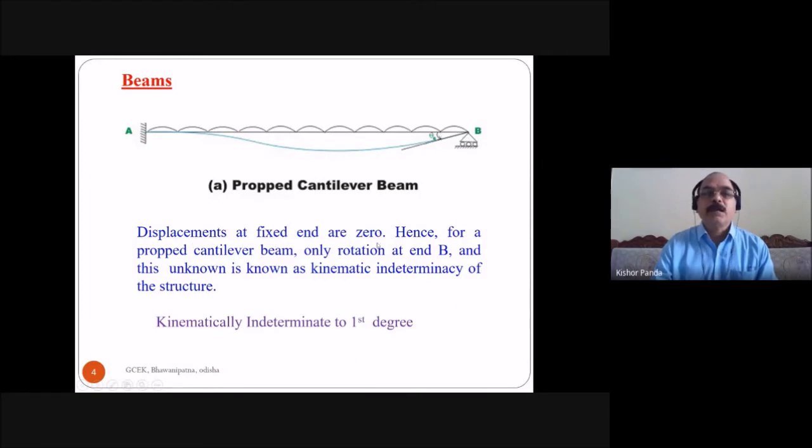Displacements are fixed and are 0. Here there is no displacement in the vertical direction, horizontal direction, and due to moment. Hence, for a propped cantilever beam, only a rotation at the end B takes place. This unknown is known as the kinematic indeterminacy of the structure. So, kinematically indeterminate to first degree. So, the degree of kinematic indeterminacy here is equal to 1.